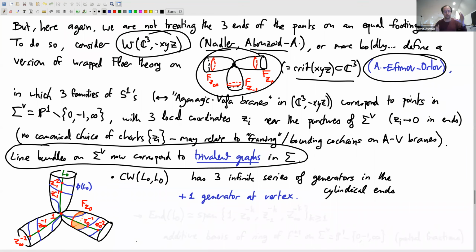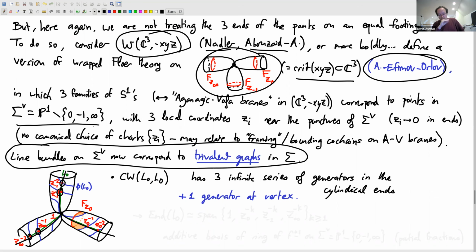You could do also larger vertices, just that the mirror pieces would be not pairs of pants, but higher punctured spheres. So now we just wrap in each piece, in each leg, and we'll have 3 infinite series of generators if we try to wrap just the basic graph here, L0. Plus 1 generator at the vertex, that's a convention that I cannot completely justify. Right? It's a long calculation. And the claim is these generators here will correspond to powers, successive powers, of certain local coordinates on a mirror pair of pants.